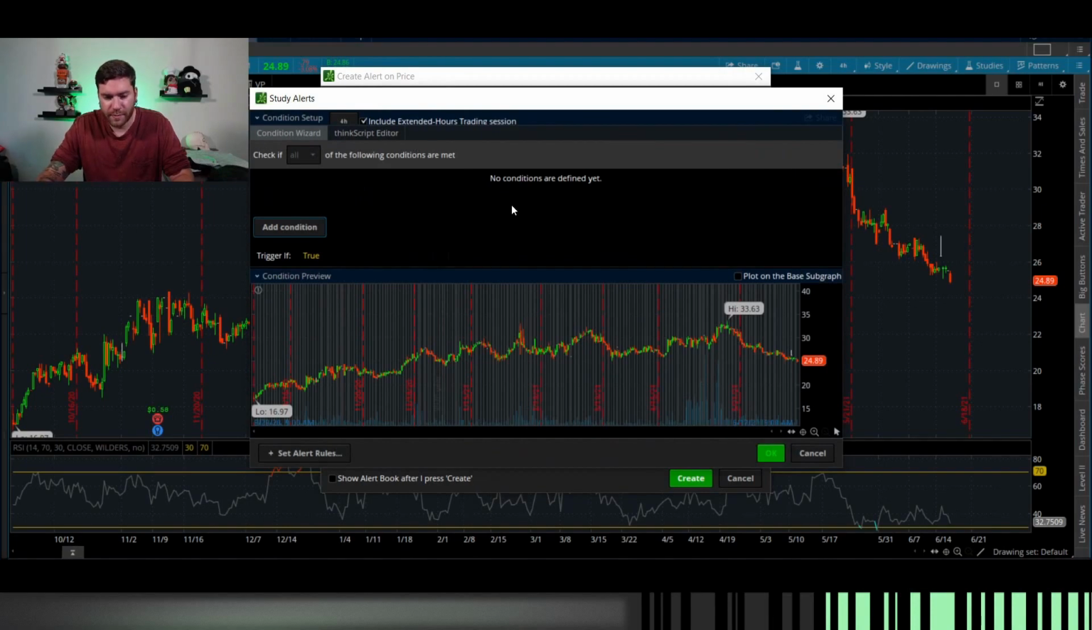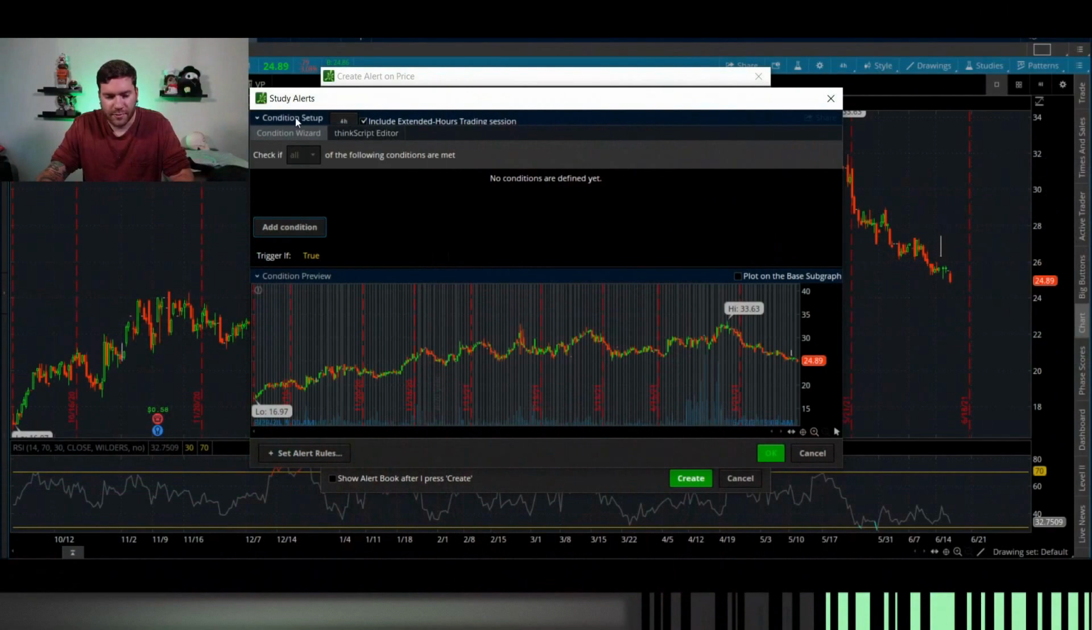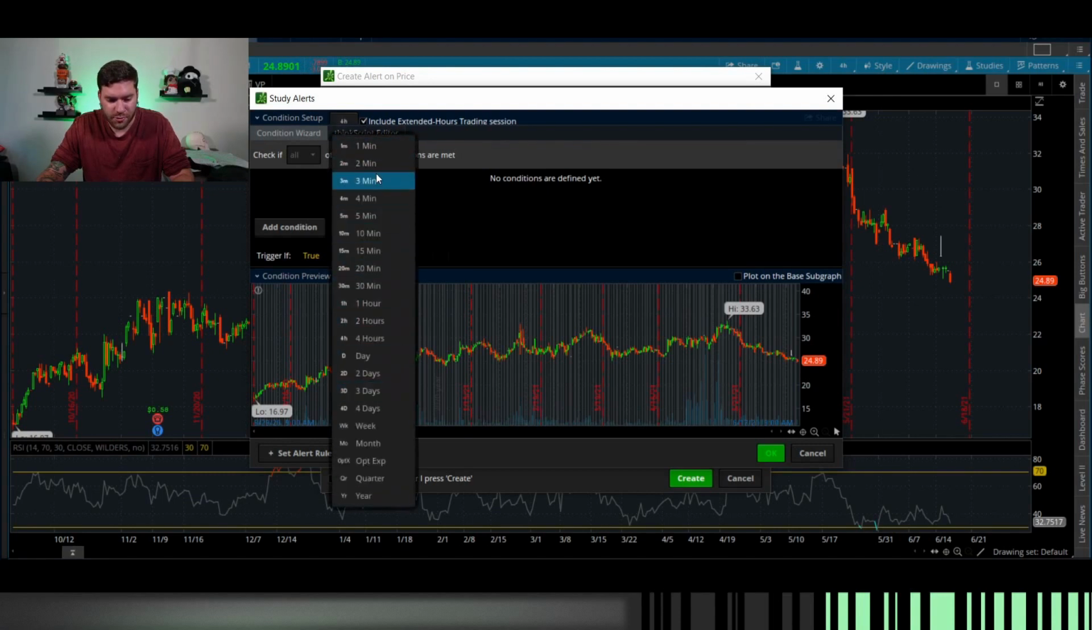You're gonna have nothing here, that's totally fine. First thing, the most beginner mistake is this. They don't check the condition setup. I'm gonna show you. A lot of times you don't even see that this is right here. See this little drop down? You can see all it really has is a little bit of nothing there. What's important though is this says condition setup 4 hour. You have to choose the right time frame.